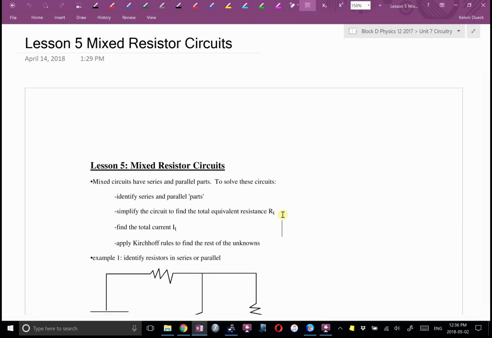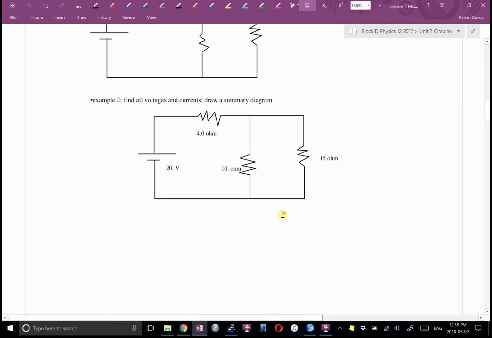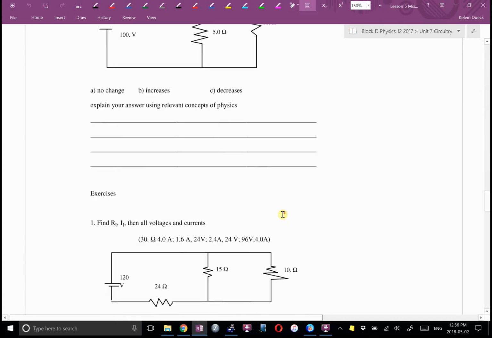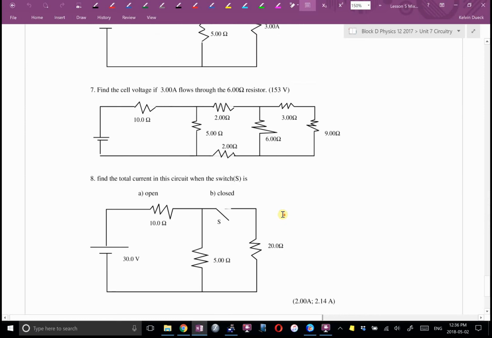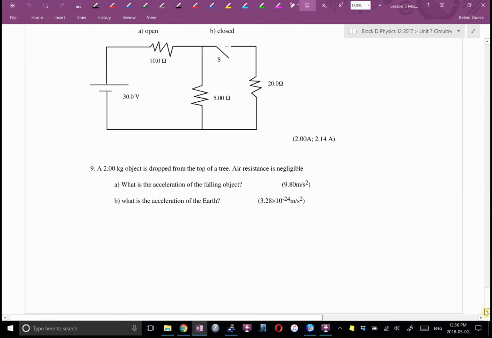Can you turn the lesson over to the blank back page? I think you do have a back page that's blank. Yeah.